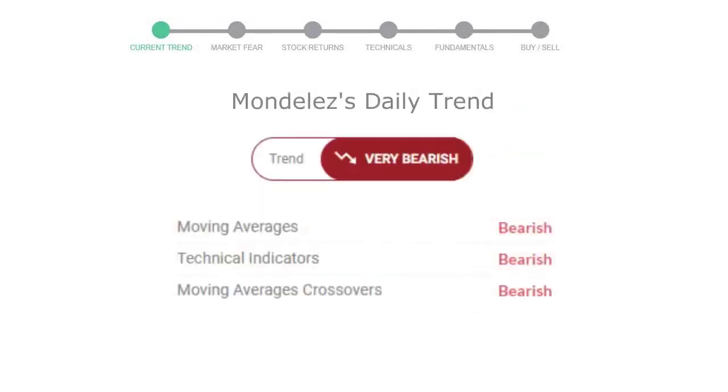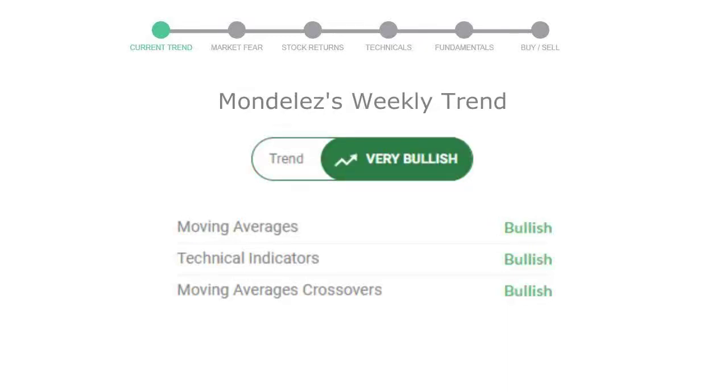Let's look at today's trend indicators. The moving average is bearish. Technical indication is in downtrend, and overall daily trend for the stock is in very declining trend. Looking at weekly analysis, the weekly stock trend is in very positive trend.